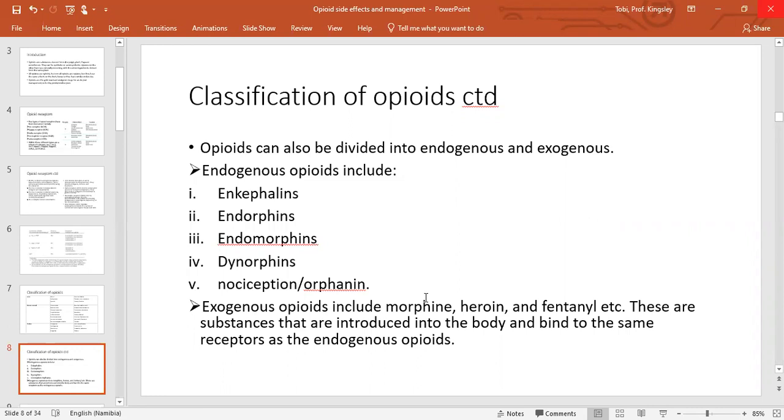Exogenous opioids are those that are introduced into the body, but suffice to know that these exogenous opioids also bind to the endogenous opioid ligands, like we mentioned before. So broadly, they could be endogenous or exogenous, but they bind to the same receptors and activate the same chemicals that produce their effect.